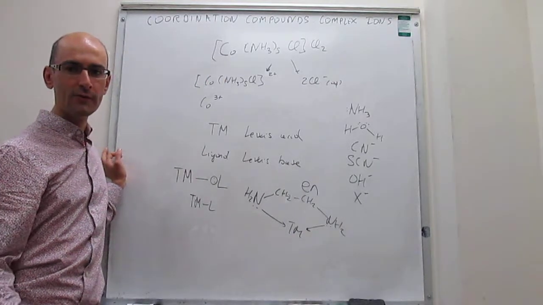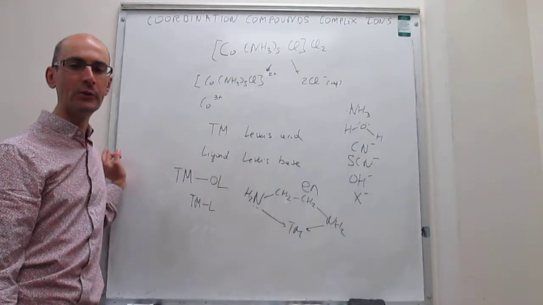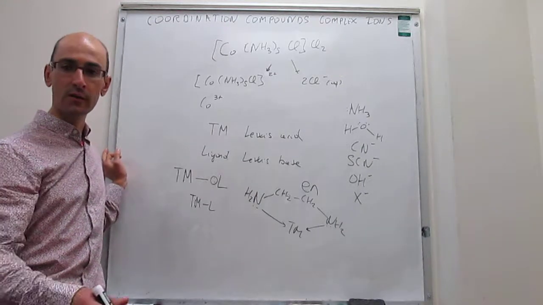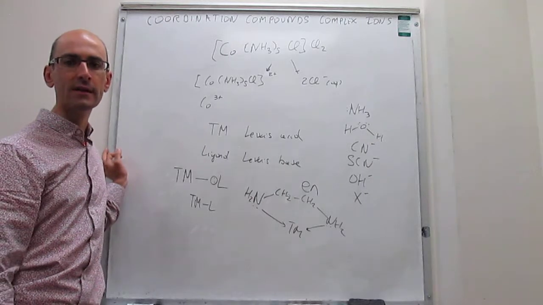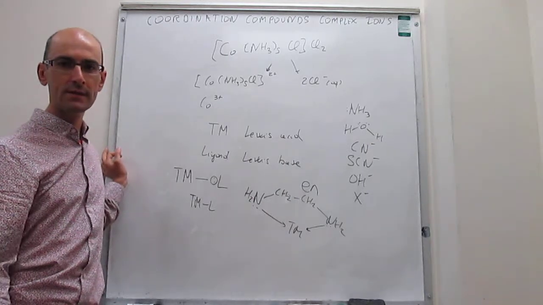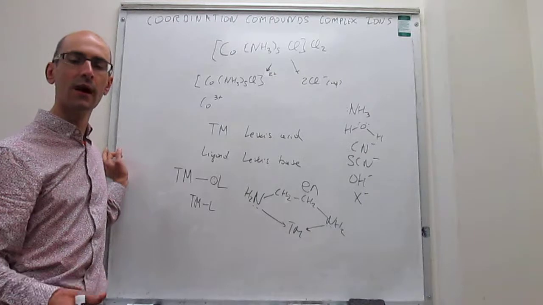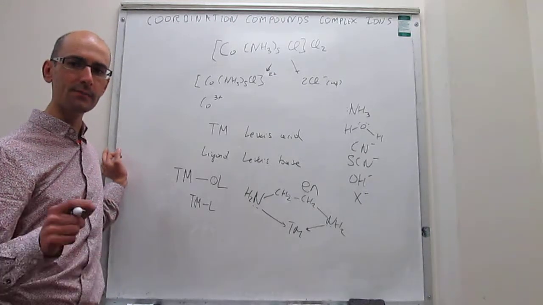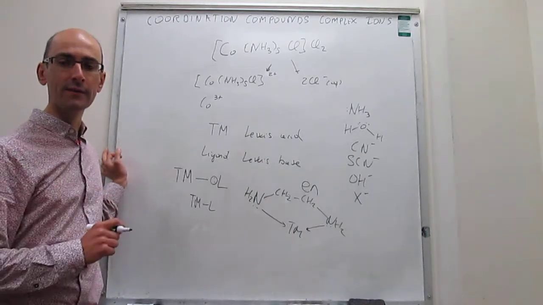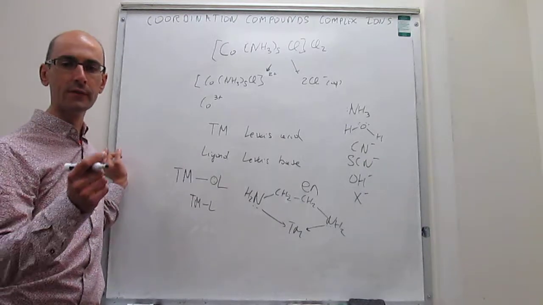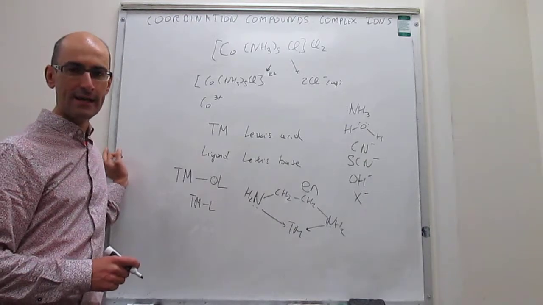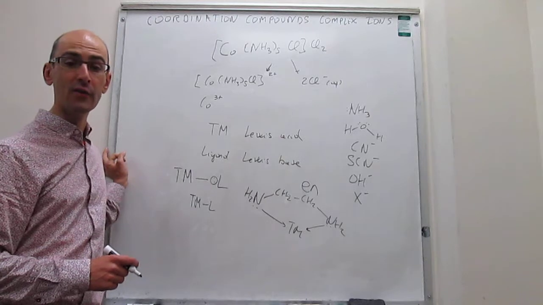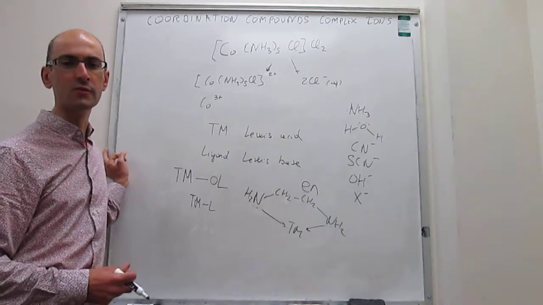To summarize this video, we have provided an introduction to coordination compounds and the complex ions that form them. We have seen that the way these complex ions form is by a coordinate covalent bond, which is formed by the interaction of a Lewis acid and a Lewis base. In the next video, we're going to learn the nomenclature of these ions, which turns out to be quite interesting.